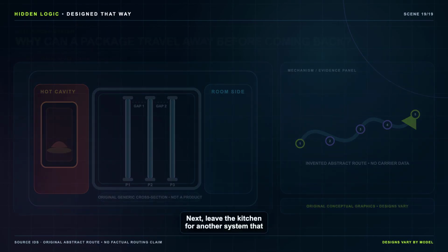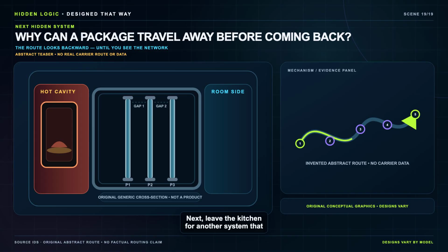Next, leave the kitchen for another system that looks wrong from the outside. Why can a package travel away from you before coming back? The route may look backward until you examine the network behind it.